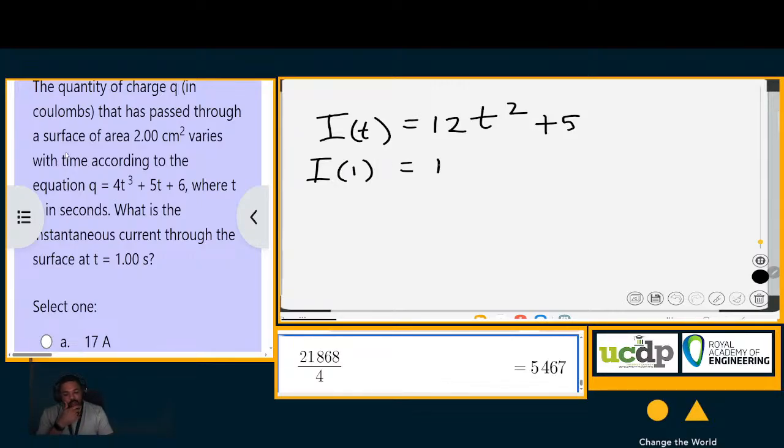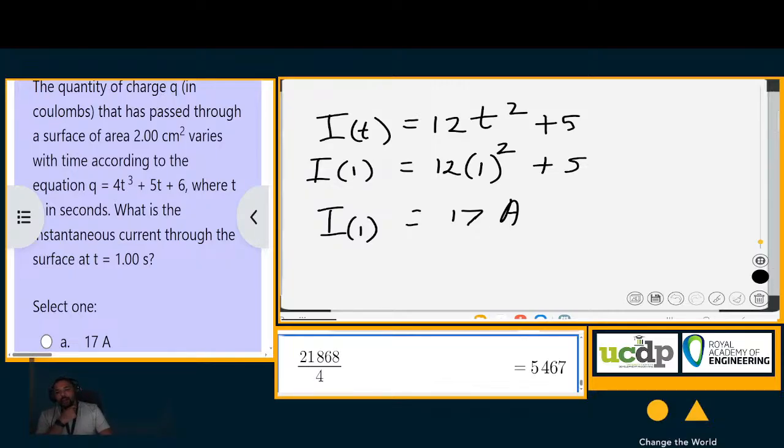So in terms of 1 second, you plug in 1 wherever you see a t: 12 plus 5. Therefore, the instantaneous current at 1 second is 17 amperes. I see a lot of people are just leaving. That's okay. 17 amperes. So that's the current after 1 second.